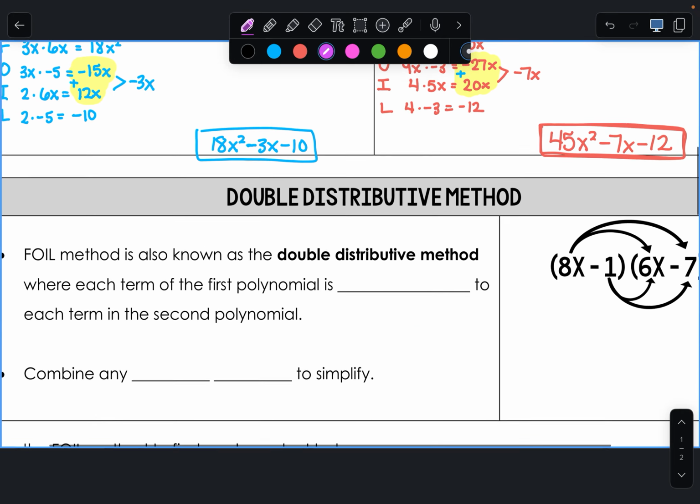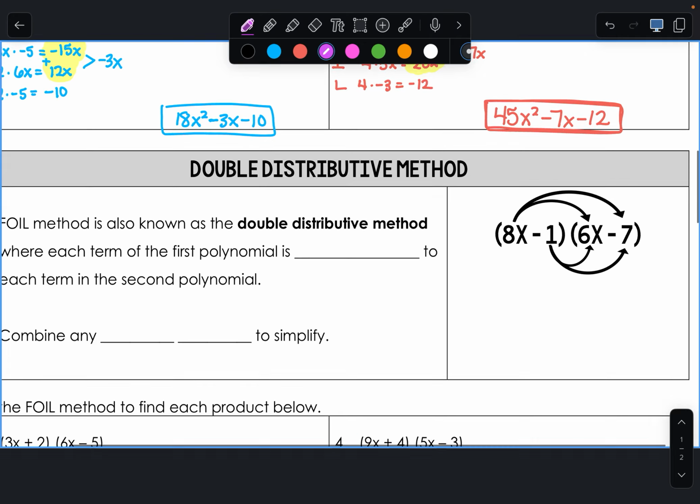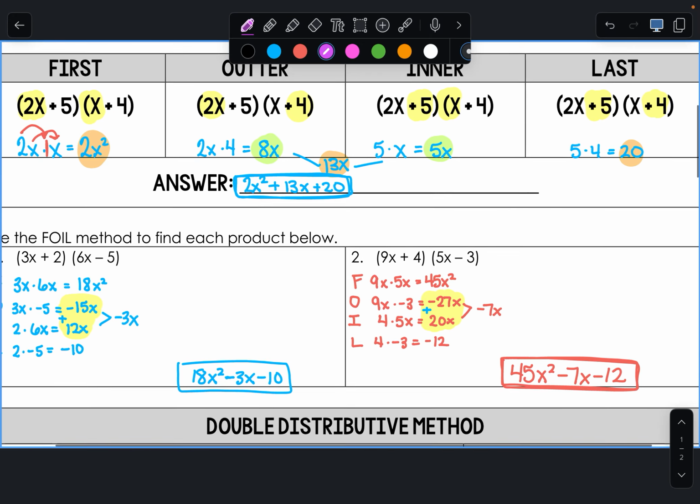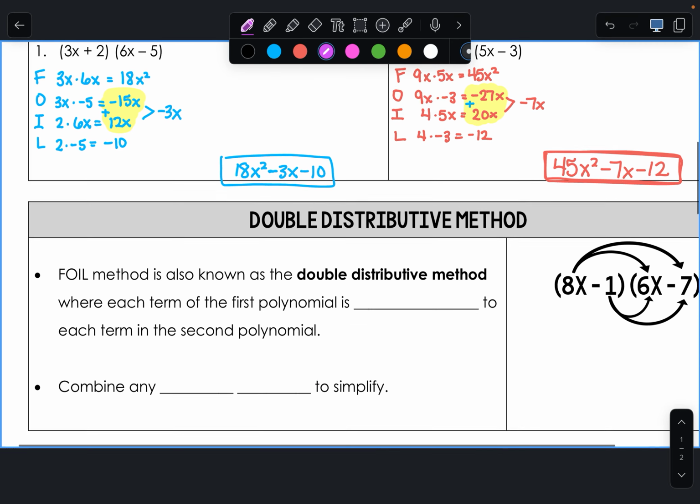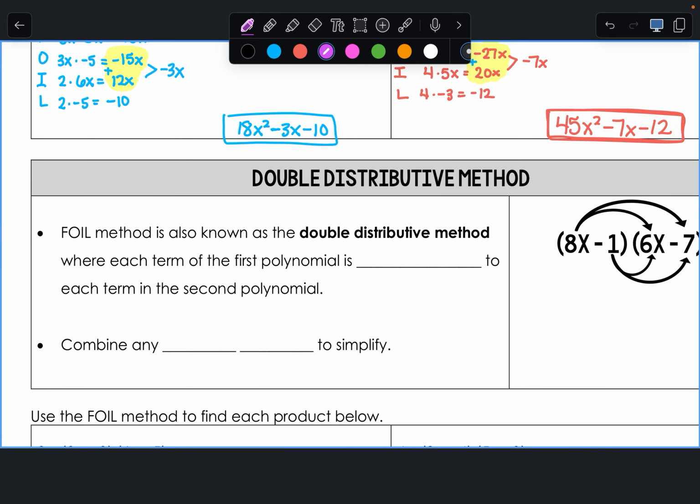Okay. Double distributive. The FOIL method is also called the double distributive method. Some people do like writing out the FOIL. If you don't like doing all of that, this part is going to be for you. You're still doing the same thing: distributing to each term in the second polynomial, and as always, combining the like terms after. You take that first term, distribute it to both terms on the other side. Then you take the second term, distribute it to both terms on the other side. Ready?